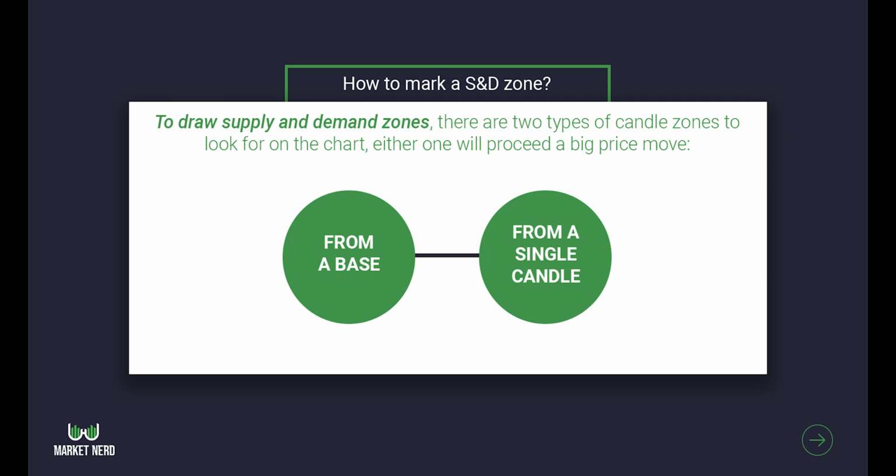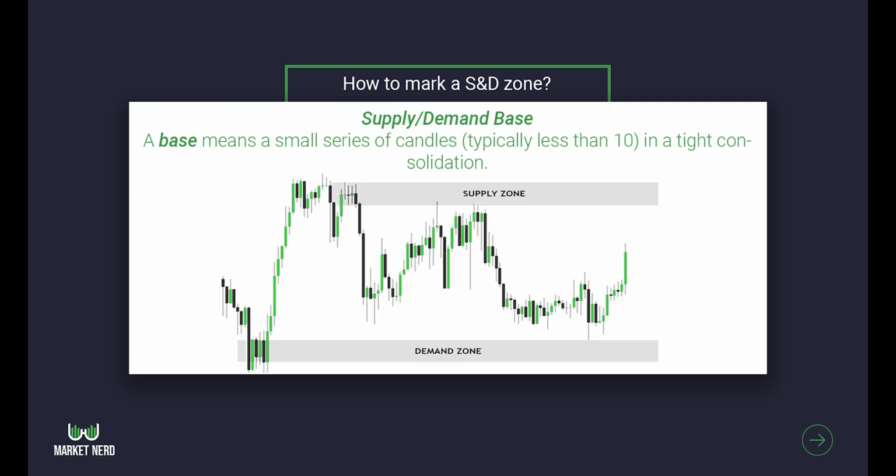If we go back to how to draw supply and demand zones, there are two types of candle zones to look for on a chart. Either one will precede a big price move. The first one is from a base, and the second one is from a single candle. Supply and demand from a base. In trading terms, a base is typically another way of referring to a bottom. But in the context of supply and demand, a base means a small series of candles, typically less than 10, in a tight consolidation, as you can see in the following image.